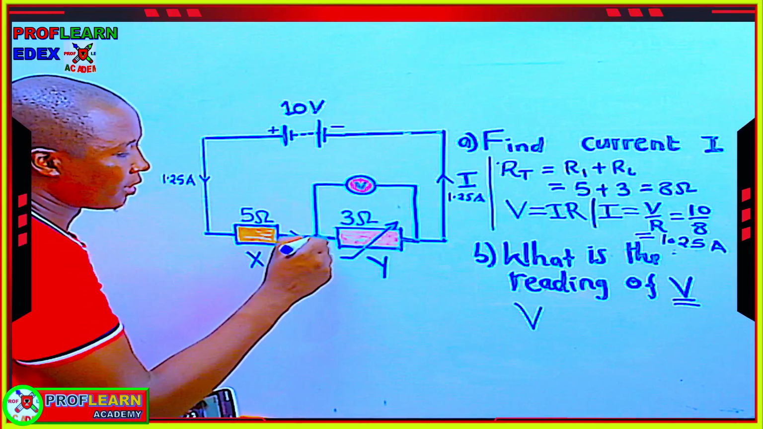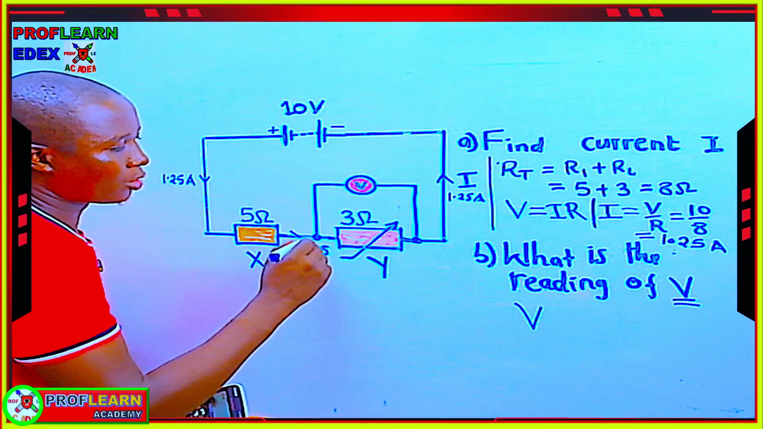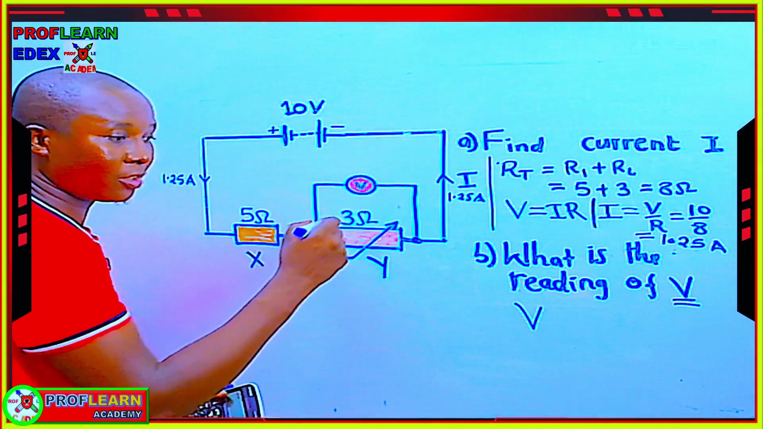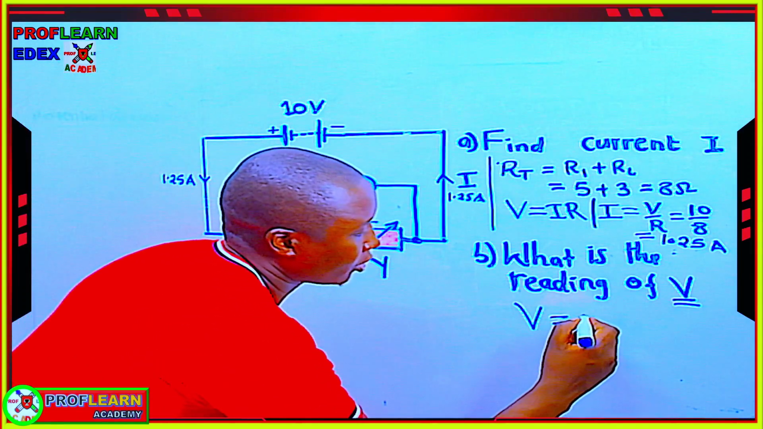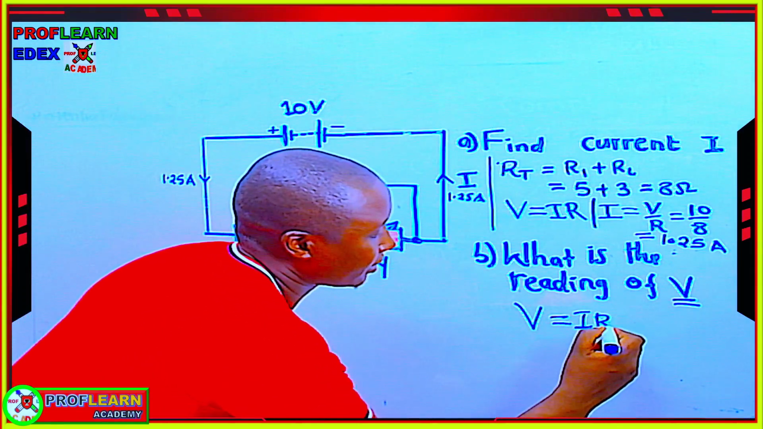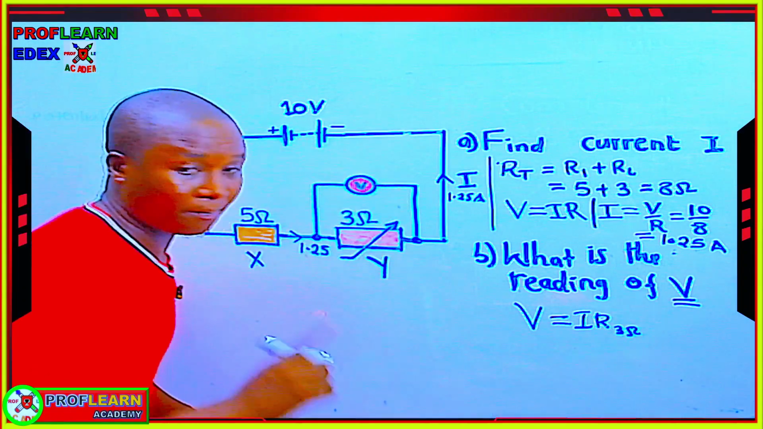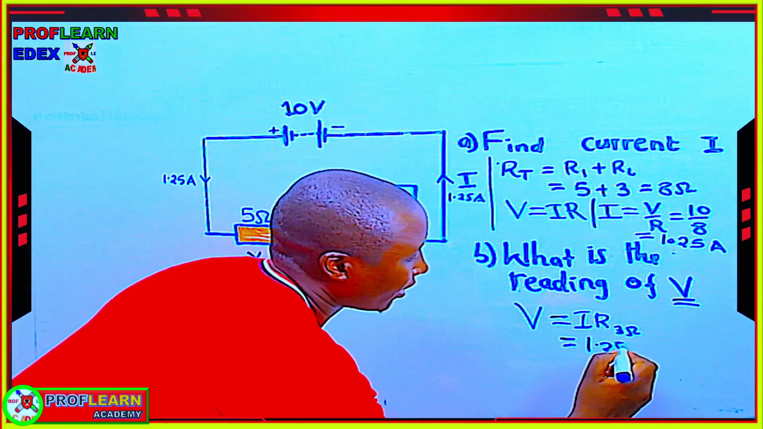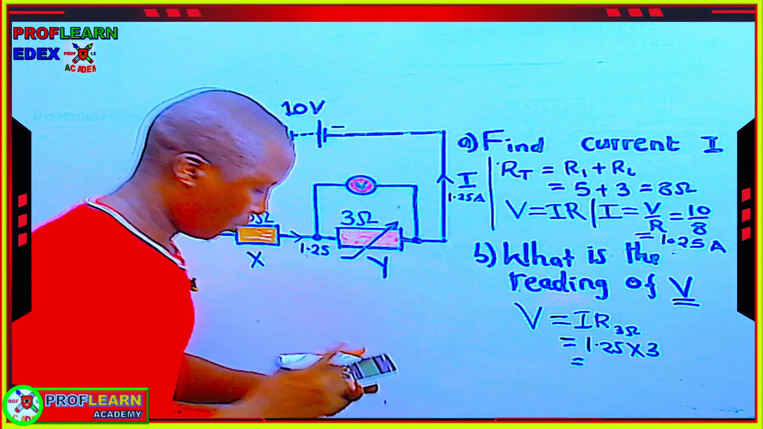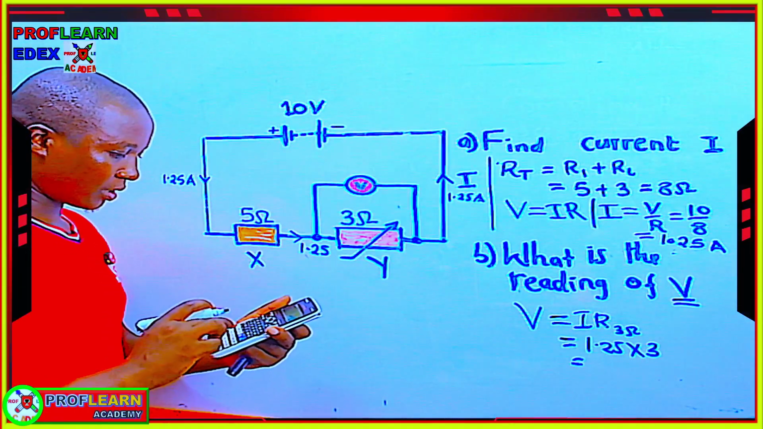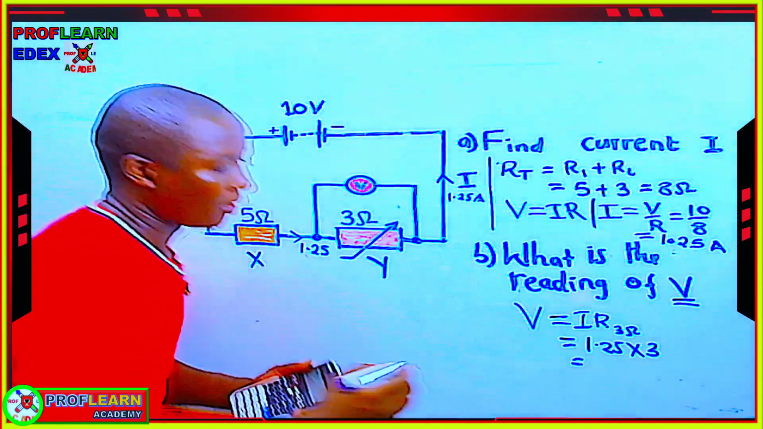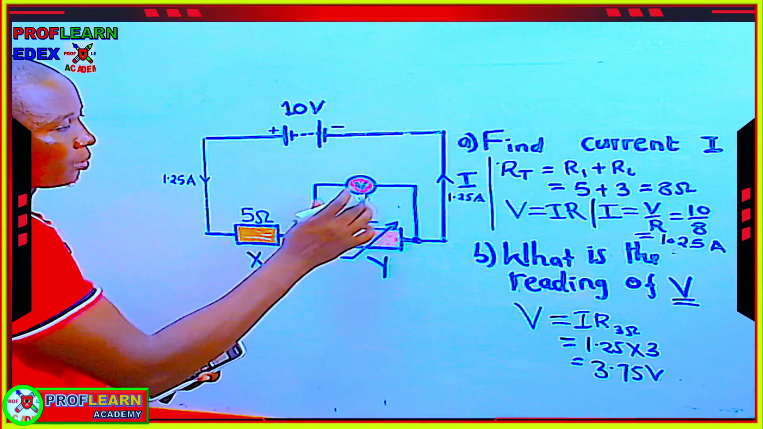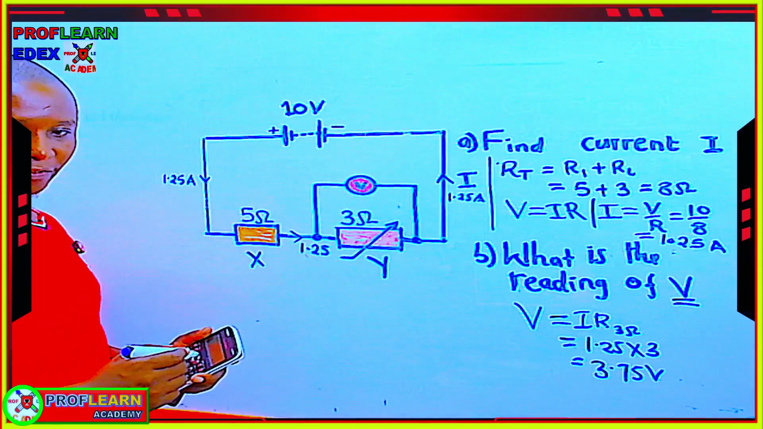Then how will we work out the voltage across this 3 ohm resistor? Because the current that is passing here is 1.25 and the resistance is 3 ohms, then the voltage is going to be current times the resistance of the 3 ohm resistor. Are we together up to that point? All right, so this is going to be 1.25 times 3, and if you multiply that by 3, you are going to get 3.75 volts. This is the voltage drop that will be recorded by this voltmeter.